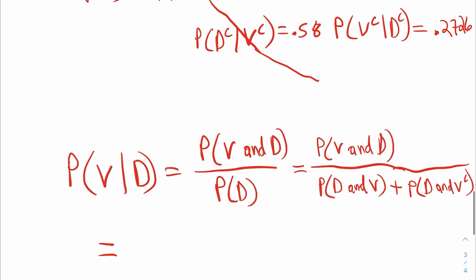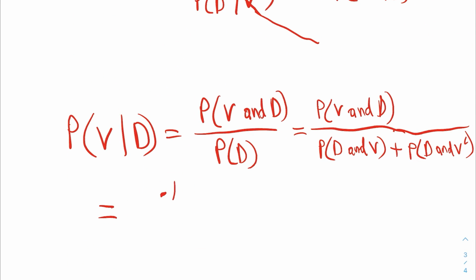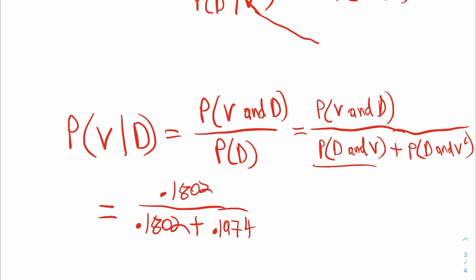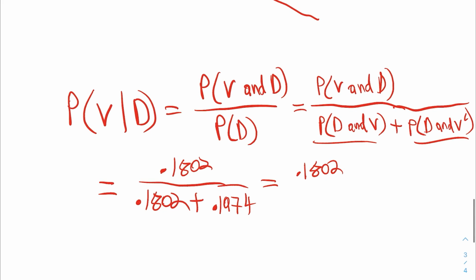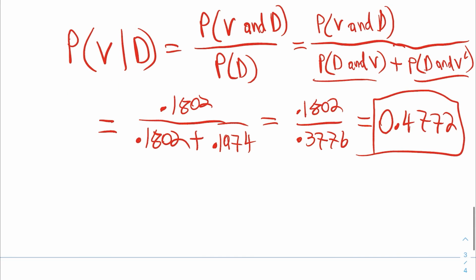That's 0.1802 on top, 0.1802 divided by, and on the bottom is 0.1802, which is that same probability, plus 0.1974, which is that other probability, and this is equal to 1802 over 3776, which is 0.4772. And that's the probability we're looking for. We're looking for the probability of V given D, and that's equal to this.